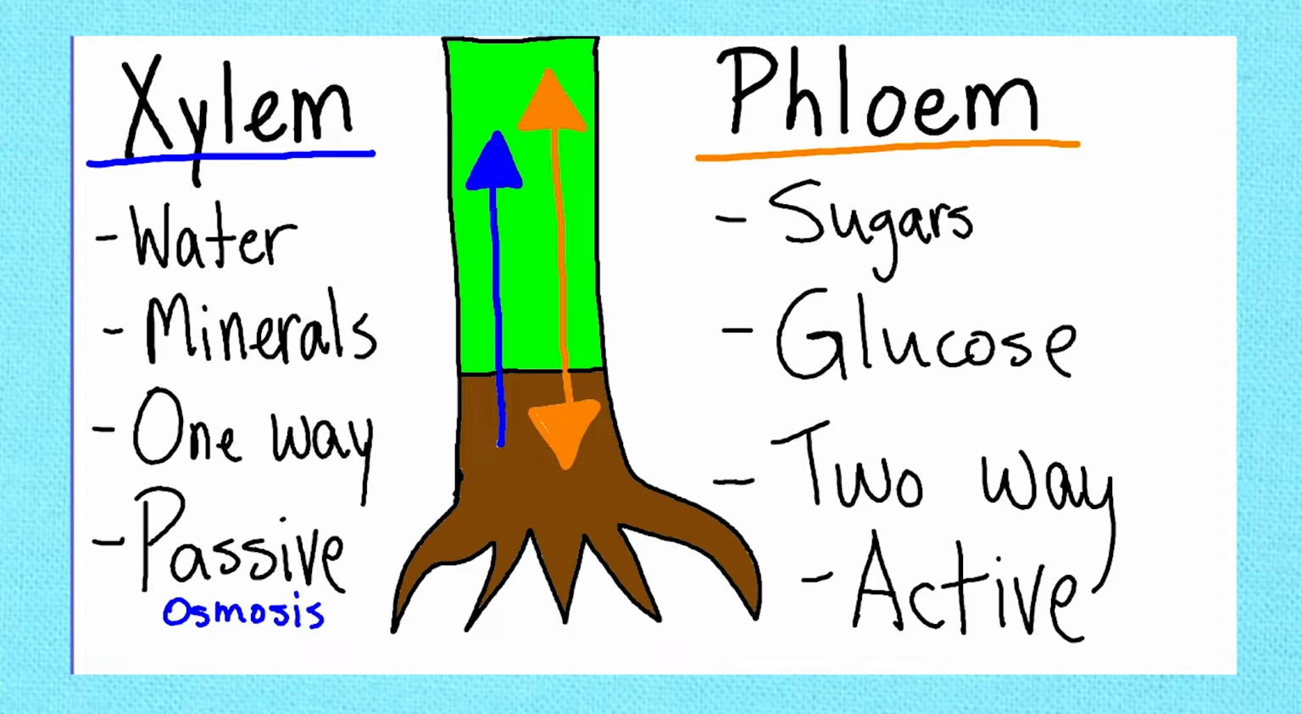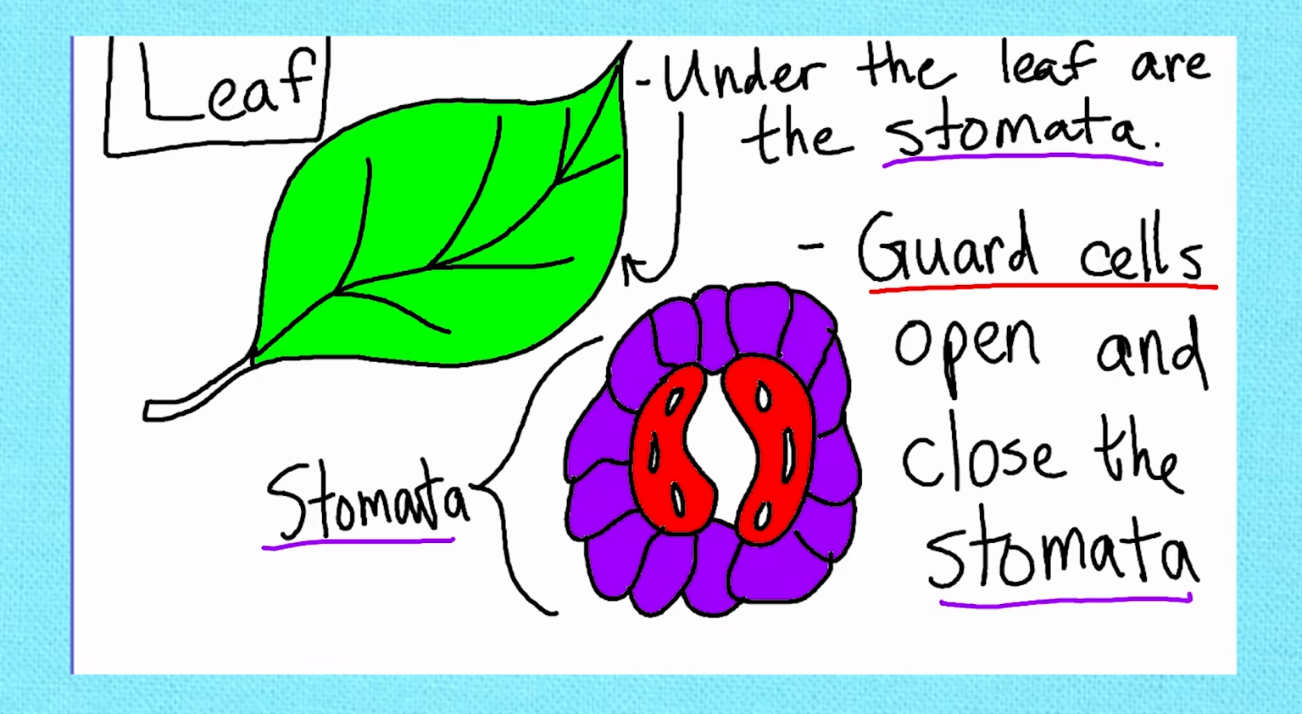Now, since xylem is a one-way street, roots are going to continually suck water up. And if it has too much water, it has to get rid of it out of the leaves. There are these little pores on the bottom of the leaf called stomata.